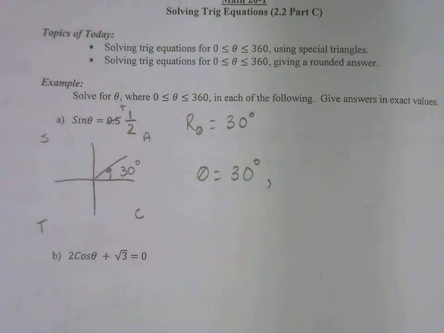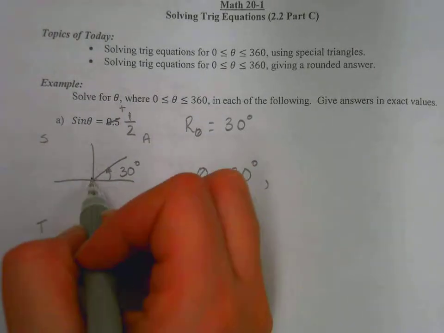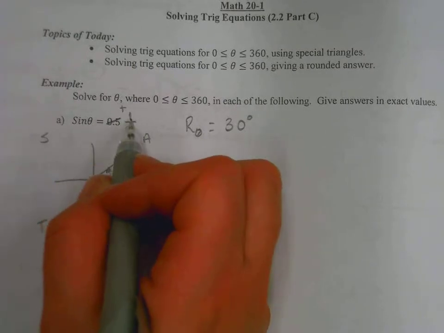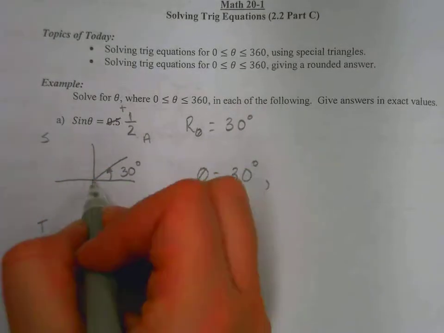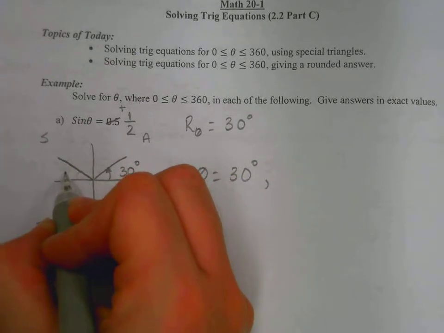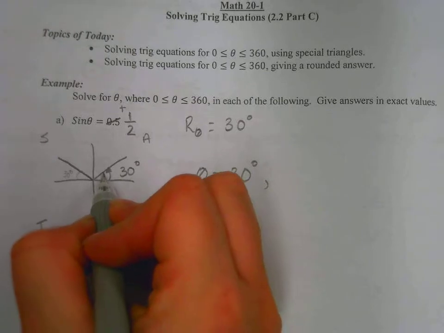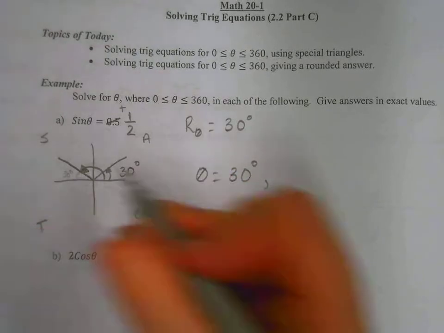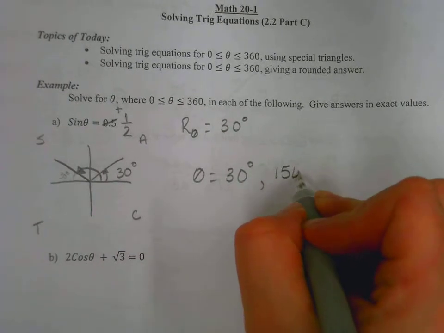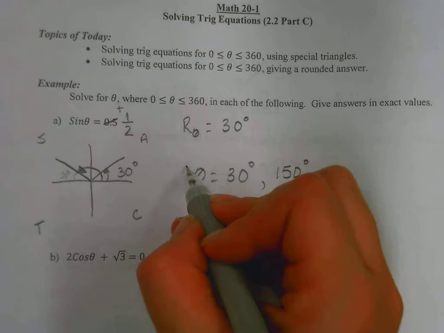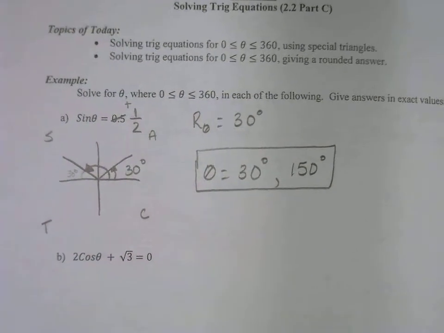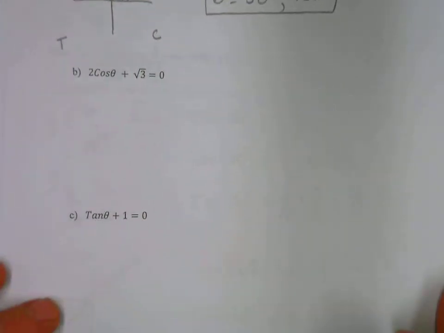But I'm also going to get a second solution, and it occurs in quadrant 2, because in this quadrant the sine ratio is also 1/2. Technically I can draw the same terminal arm with the same reference angle, but the rotation angle is going to be 180 minus 30. So my second solution is 150 degrees. These are my two solutions. Okay, all right, moving on to B.